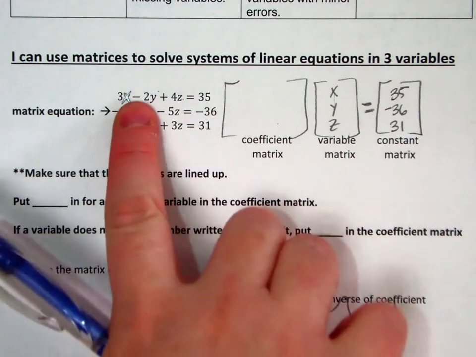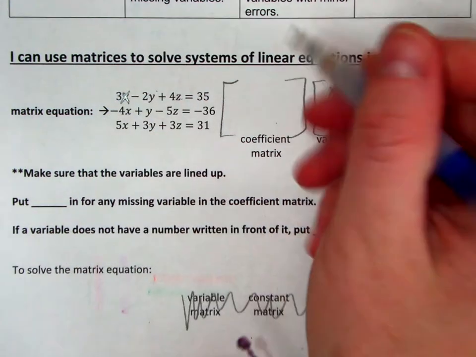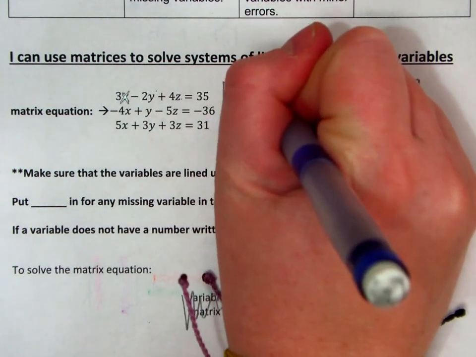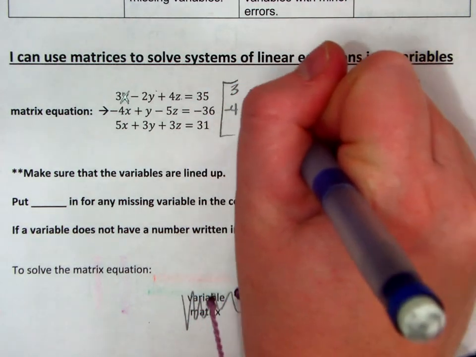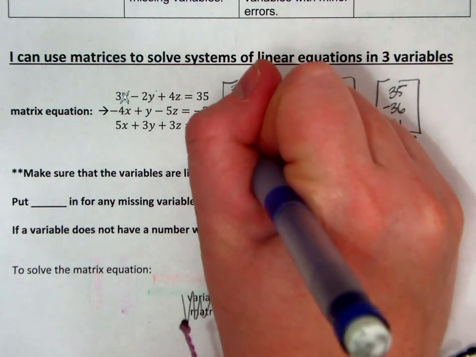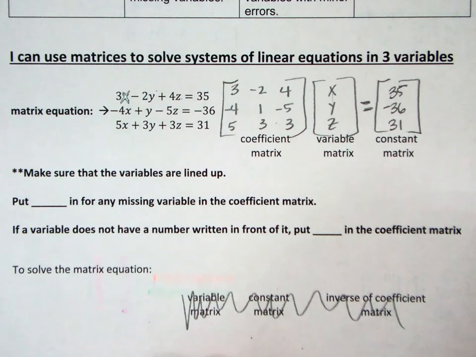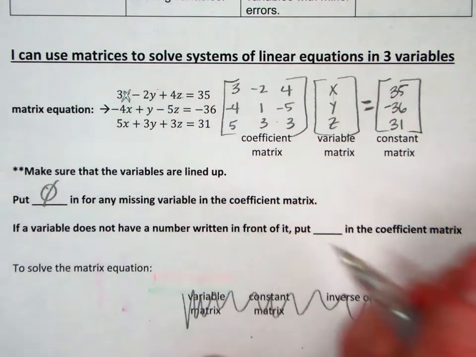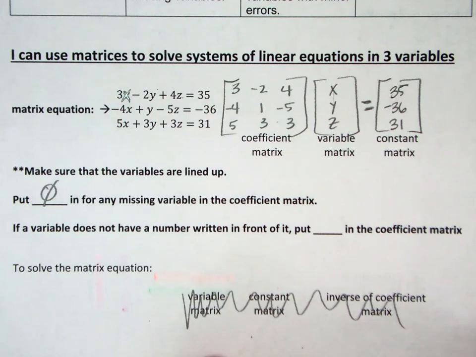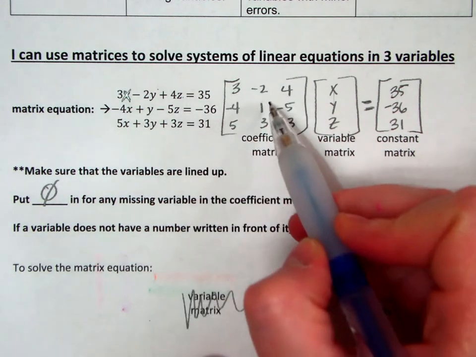Coefficients are whatever the numbers are in front of your variables, so you just go down row by row by row. So I have a 3, -2, 4, -4, 1, -5, 5, 3, 3. So you make sure all your variables are lined up. You put in a 0 for any missing variable in the coefficient matrix. So if there was a hole, you put a 0. If a variable does not have a number in front of it, you put a 1, which we did right here with this y. We put a 1 in front of it.